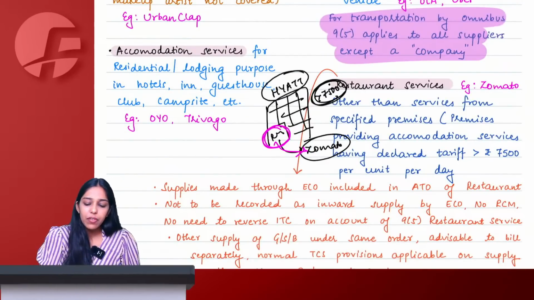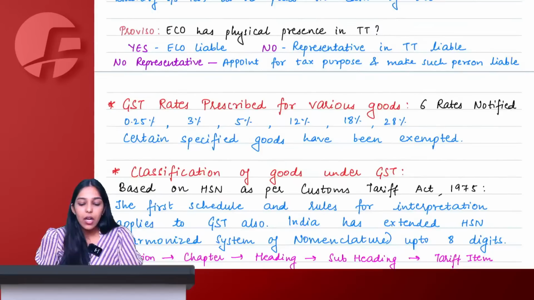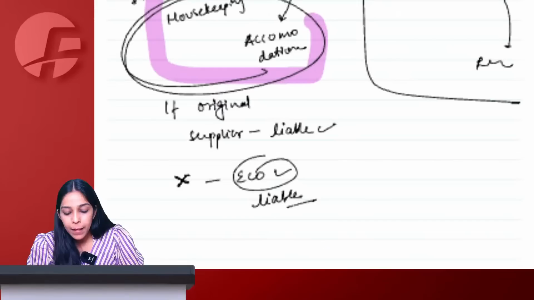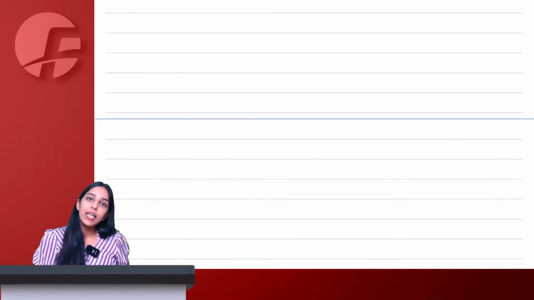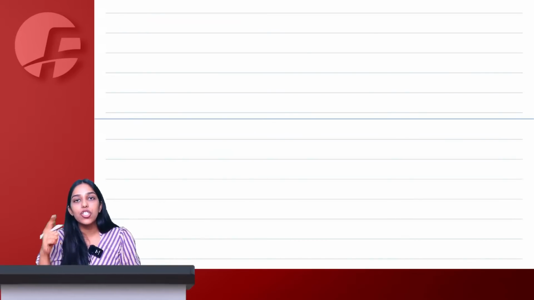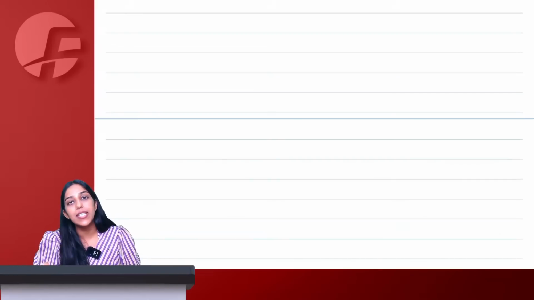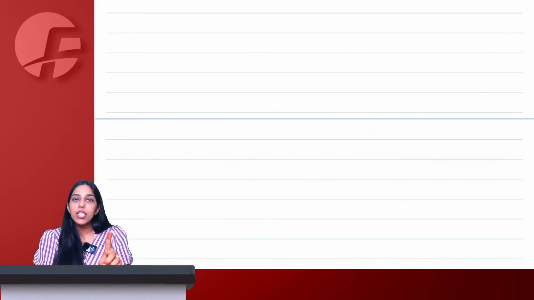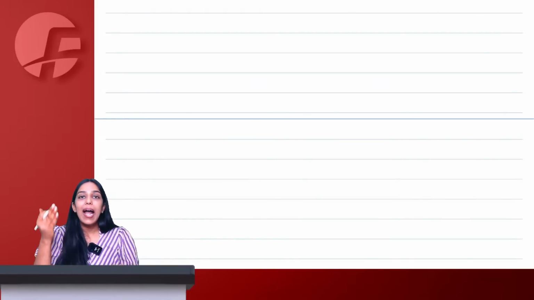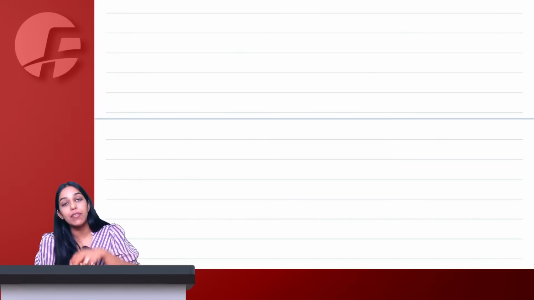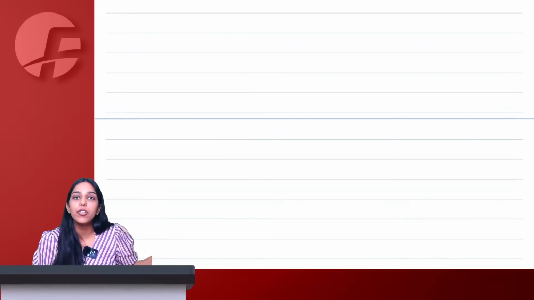So that is section 9(5) of the services. Section 9(5) simply says that for housekeeping and accommodation, the ECO is liable only if the supplier is not liable. But for transportation and restaurant services, the ECO is always liable with one exception. If transportation by omnibus is done through a company, then the company itself is liable, not the ECO. And if restaurant services are given by a restaurant which also has accommodation in it where the declared tariff is greater than 7,500 per unit per day, then the restaurant itself will be liable.